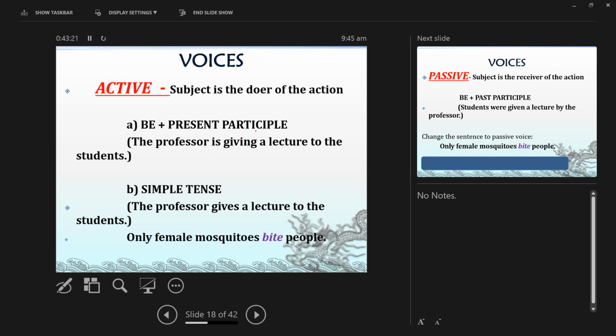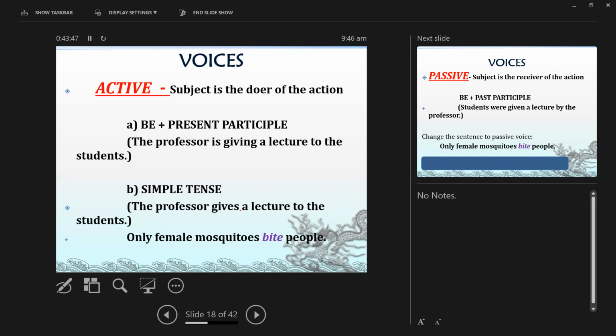Be verb plus present participle. Example, the professor is giving a lecture to the students. What is the be verb? Is. Giving is the present participle. The professor is giving a lecture to the students. And simple tense, the professor gives a lecture to the students.